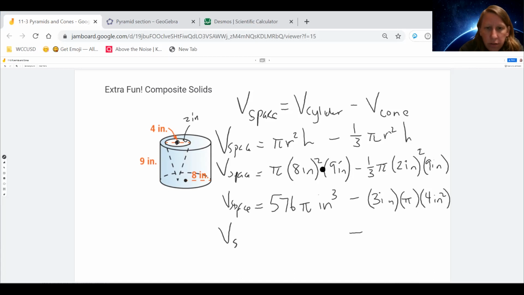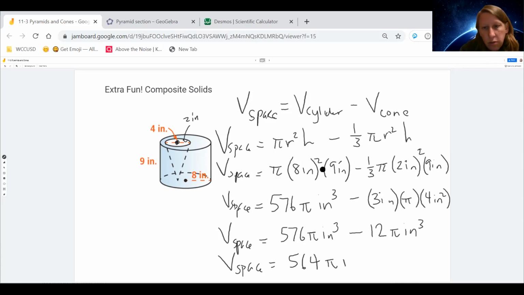So the volume of the space in between them is 576 pi inches cubed minus 12 pi inches cubed. So to finish this, I do 576 minus 12. And they both have pi inches cubed, so I can combine those. Okay, so the volume of the space is 564 pi inches cubed. If you find one of my mistakes, please put it in the comments.